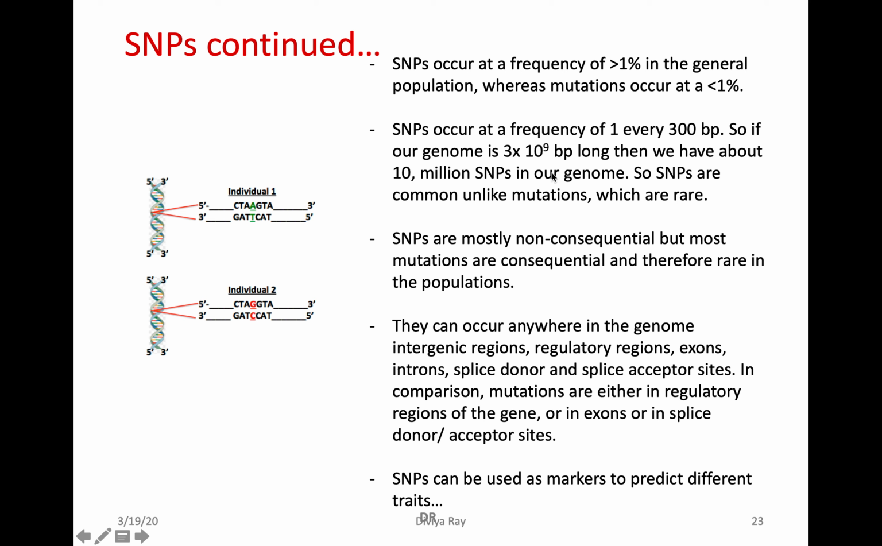So basically, across our genome, we may have these many SNPs, and that accounts for the differences that we see amongst us. Most of the SNPs are non-consequential, and they can be seen within the gene or regions between two genes or in the regulatory regions. But the good point about SNPs is they can be used as markers to predict different traits, different diseases, and so on and so forth. So let's take a look at an example.